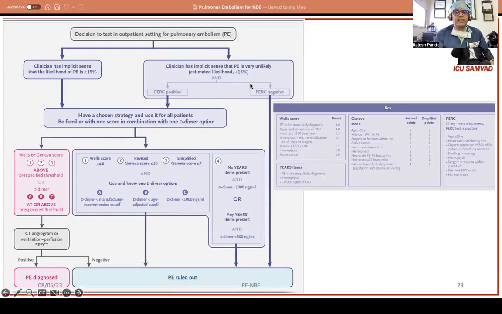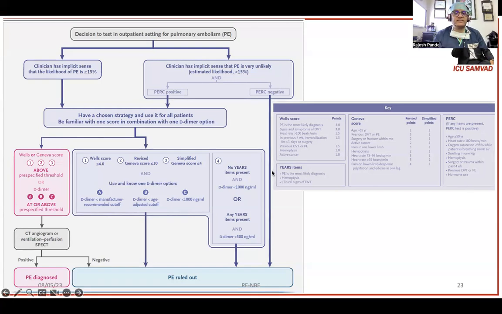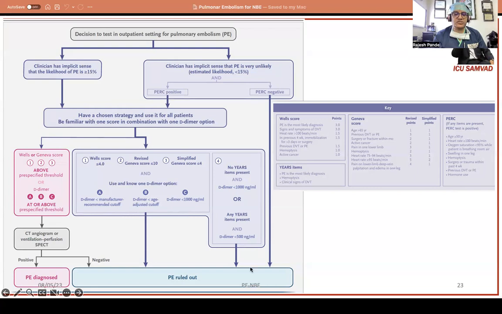Then whether PERC criteria are present or they are negative. What are the PERC criteria? You can see here. Is the patient more than 50 years of age? Is he tachycardic? Is his oxygen saturation less than 95% on room air? Is there swelling in one leg? Or does he have hemoptysis, or recent surgery or trauma in the past 4 weeks, or previous DVT or pulmonary embolism? Or is he a hormone user? If none of these is present, say PERC is negative, then straight away you can rule out pulmonary embolism.